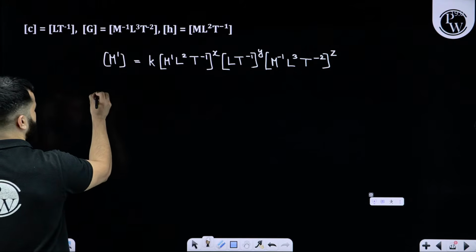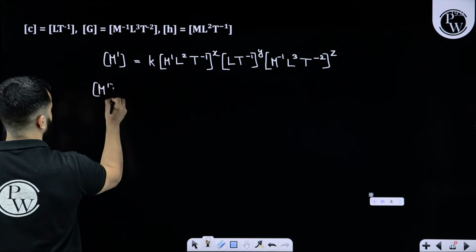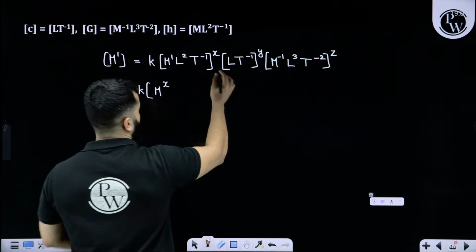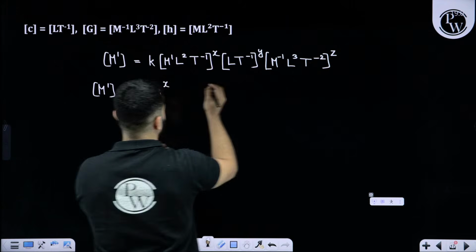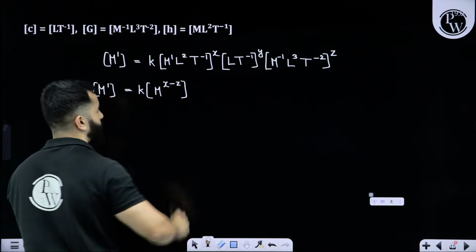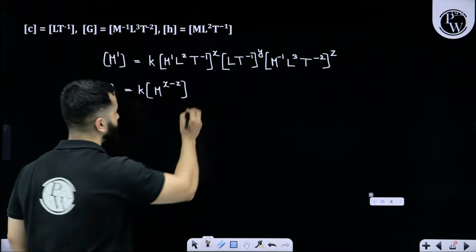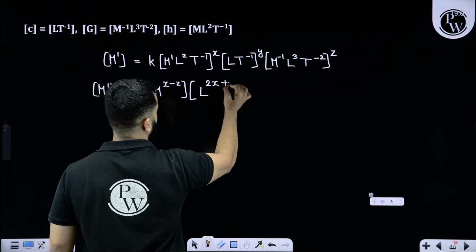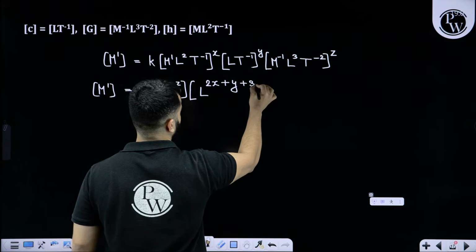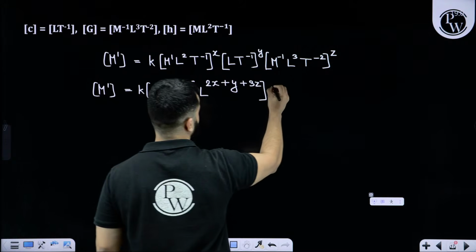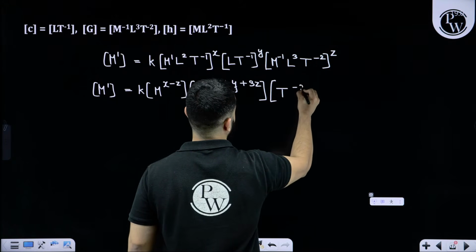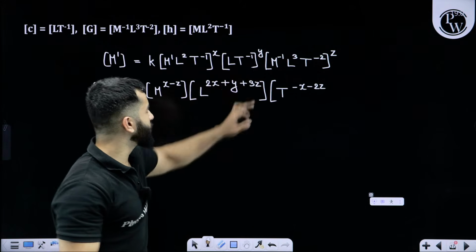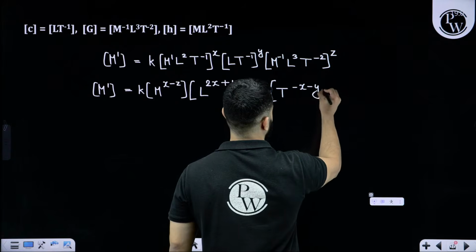Next step is going to be again rewriting this whole thing, m1, and this is k, this is m to the power x. We don't have any mass, we have got mass minus 1, that means this will become minus z. Role of mass is now over. Done? L raised to the power 2x plus y plus 3z. And then for time, you have got minus x, minus y also, minus y minus 2z.